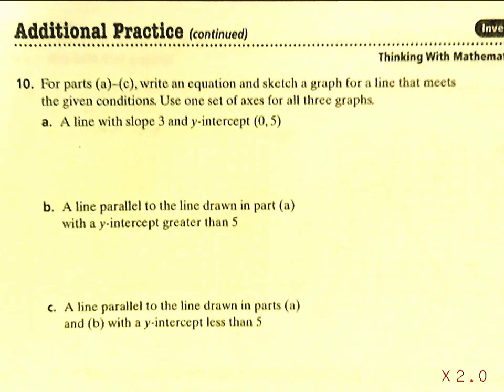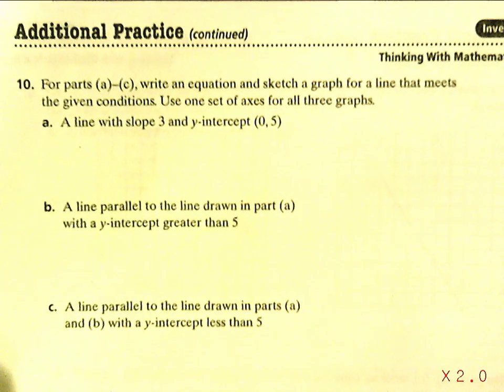So this is Thinking with Math Models, additional practice for Investigation 2, problem number 10. And it has 4 parts, and so we're going to work through these parts together. It says write an equation and sketch a graph for the line that meets the given conditions, and use one set of axes for all 3 graphs. So we're going to do 3 graphs, and then we're going to compare them.